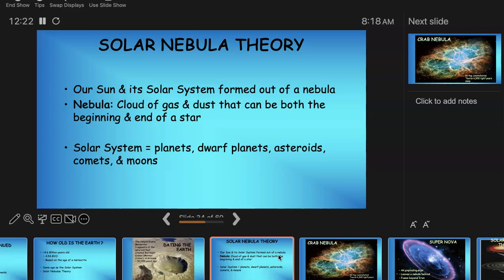So, what is a solar system? A solar system is an area around a star. In our case, the star is the sun. The sun is a star, guys. When I ask you what the closest star is, please say the sun. And that includes planets, dwarf planets, asteroids, comets, and moons. That's what's in a solar system.